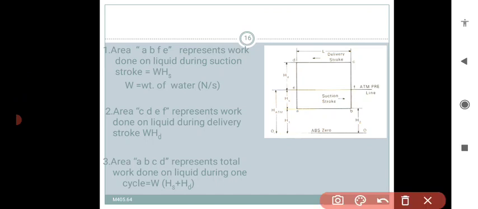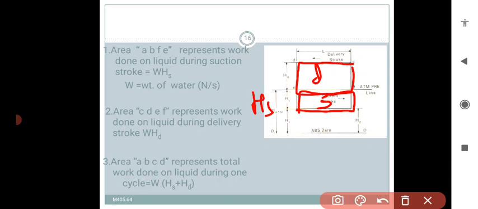So here ABEF completely represents the work done on liquid during suction stroke, that is HS. And CDEF represents the work done on liquid during delivery stroke. This is the suction stroke and this is the delivery stroke.